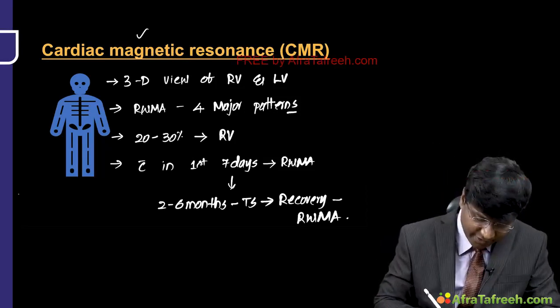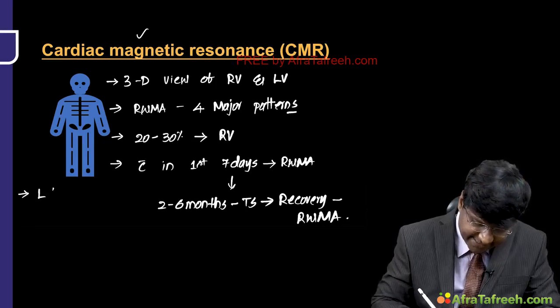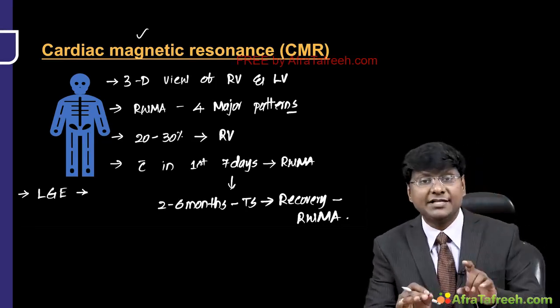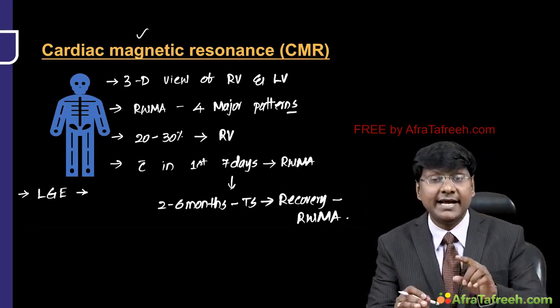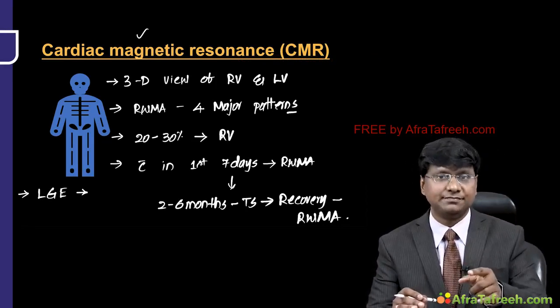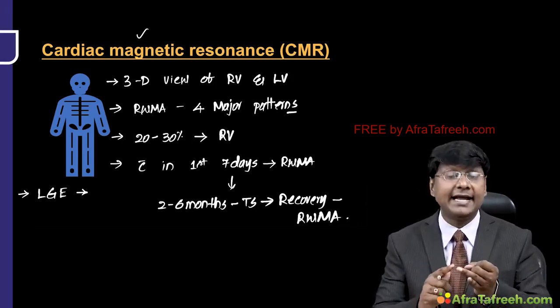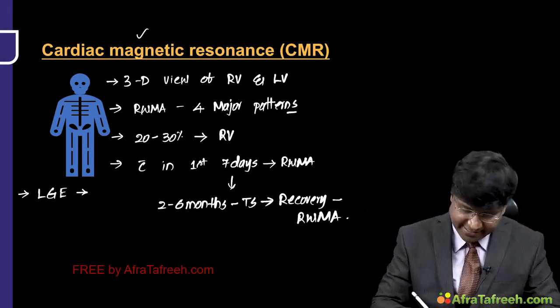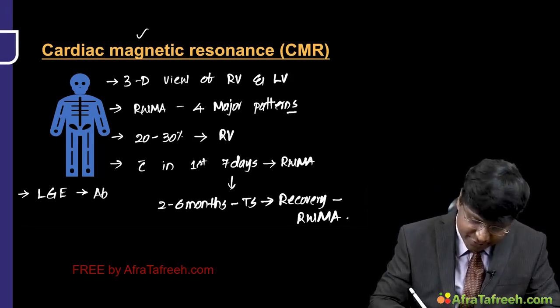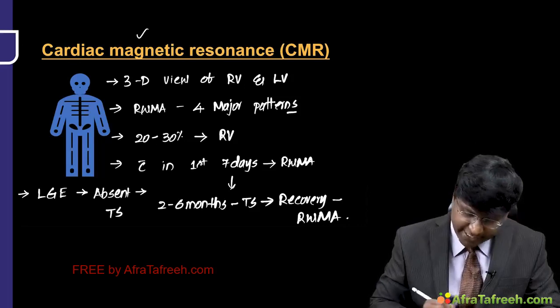And another important point in the MRI is late gadolinium enhancement. Late gadolinium enhancement can demonstrate an acute myocardial infarction. In acute myocardial infarction, there is late gadolinium enhancement, whereas this late gadolinium enhancement is absent in case of Takotsubo cardiomyopathy.